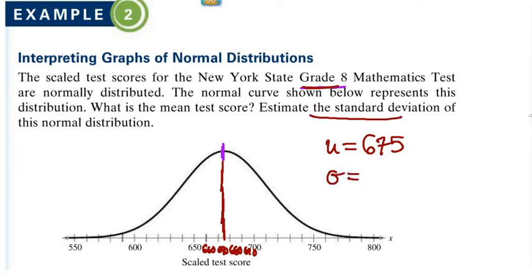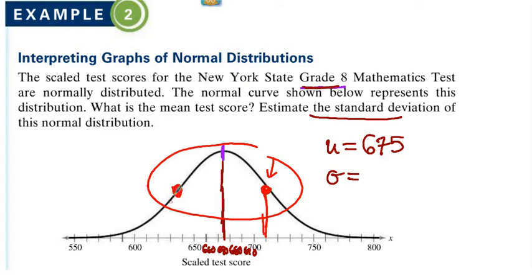Remember, the standard deviation occurs within one inflection point. So right about here, and then let's say right about here. At those points you can see this graph starts to curve the other way. That would be a single standard deviation. So what are these scores? That looks like about 640, and this, I think I drew that not quite straight, but let's say that's about 710.